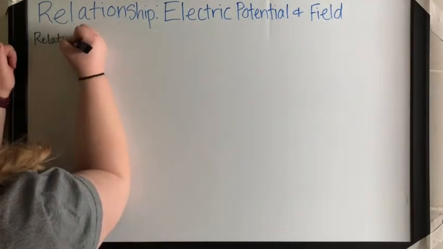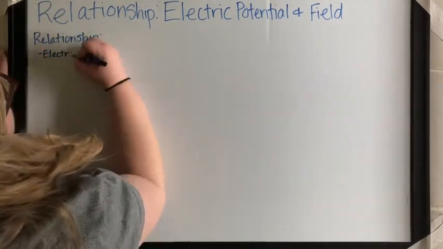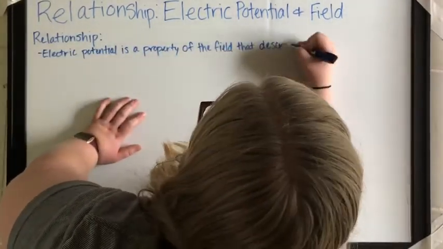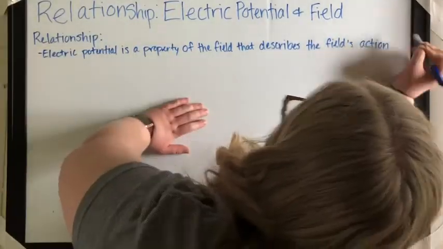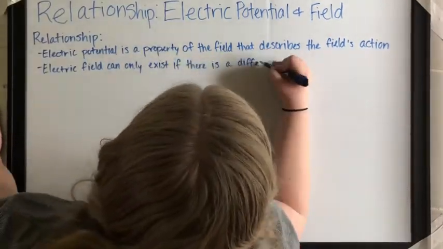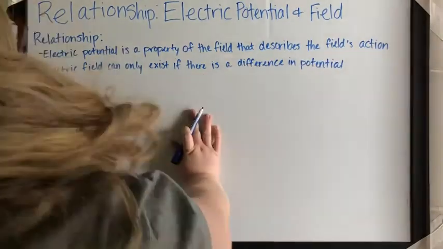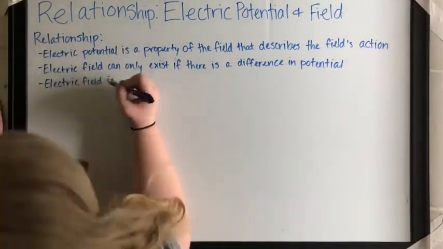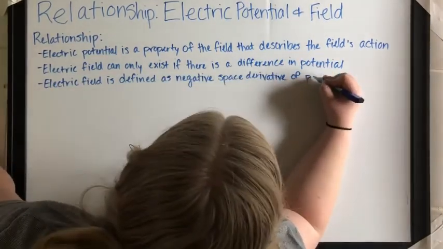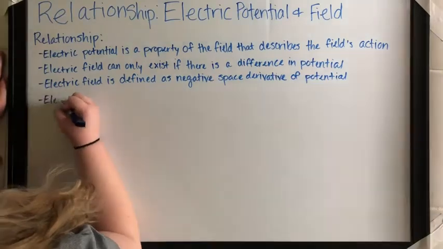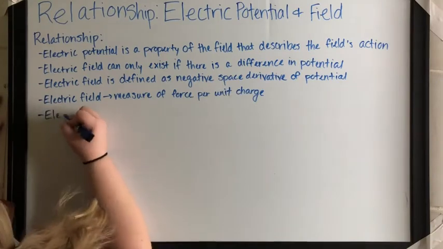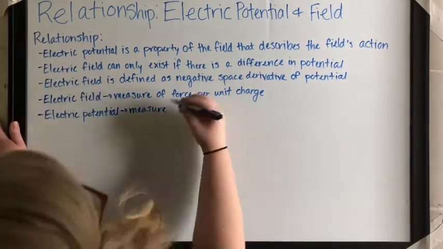Now that we know a little bit more about what electric field and electric potential are, we're going to define the relationship. So electric potential is a property of the field that describes the field's action. Electric field can only exist if there is a difference in potential. Electric field is defined as the negative space derivative of potential. Electric field is a measure of force per unit charge. Electric potential is a measure of energy per unit charge.